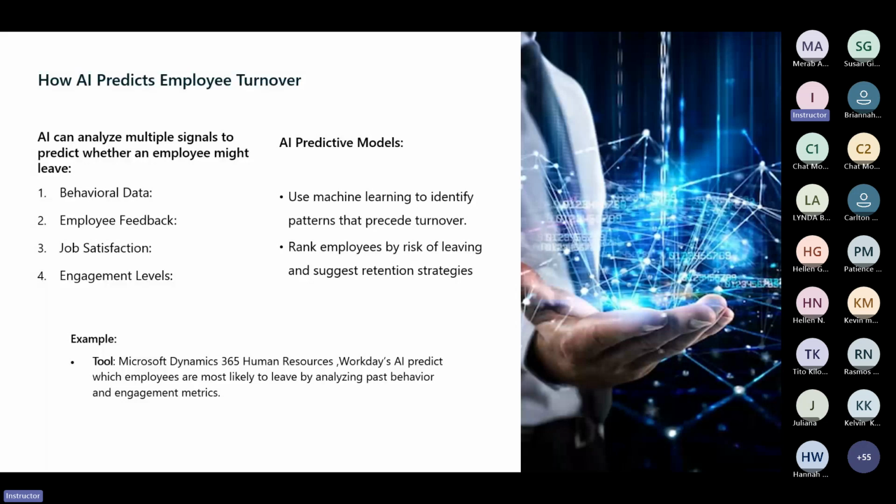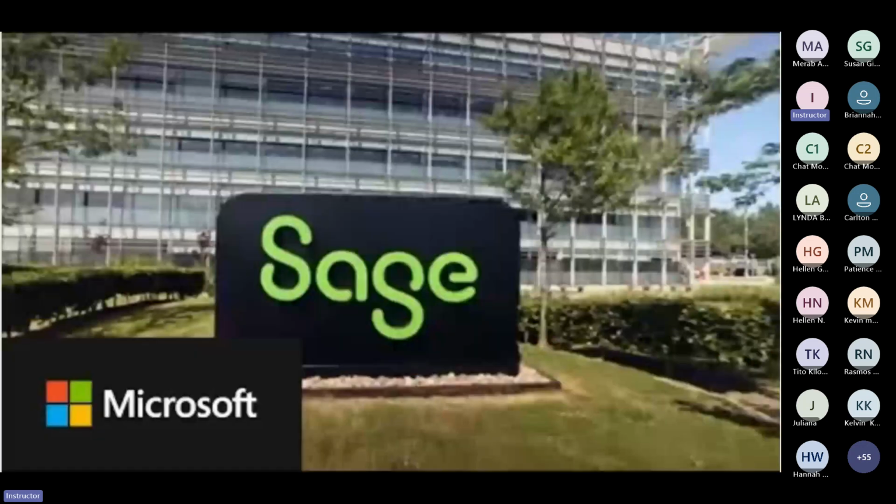So let's have a look at one global company, which is called Sage. It uses Microsoft Viva Glint and Viva Insights to leverage employee sentiments and workplace behavior data for improved performance and retention. All right, let's go.